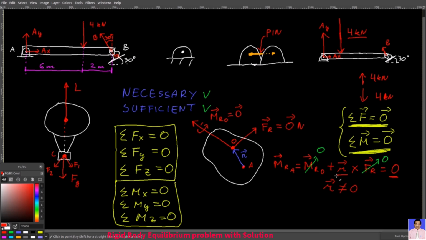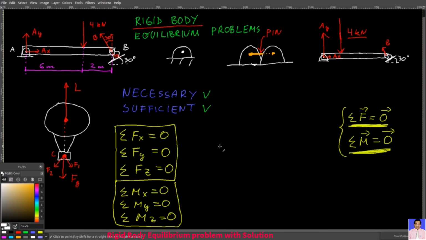And so when we use these two conditions to solve equilibrium problems, then these are called rigid body equilibrium problems. Not particle, but rigid body equilibrium problems. Note that here we are still assuming the rigid body condition. It means that the bodies, like this beam, we assume that they do not deform when subject to loads.